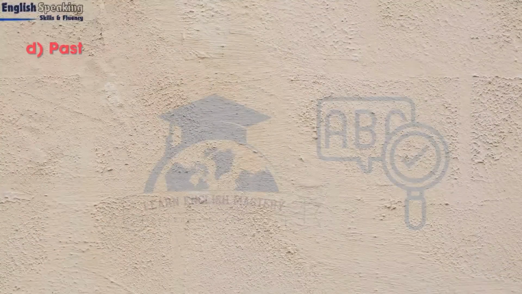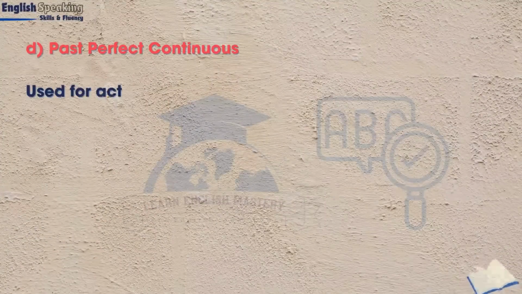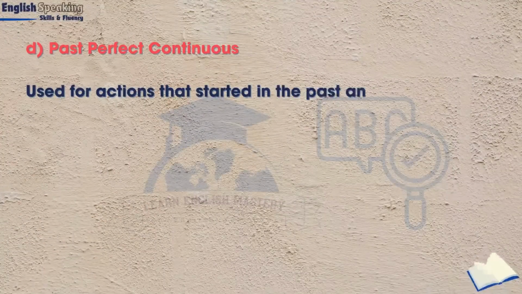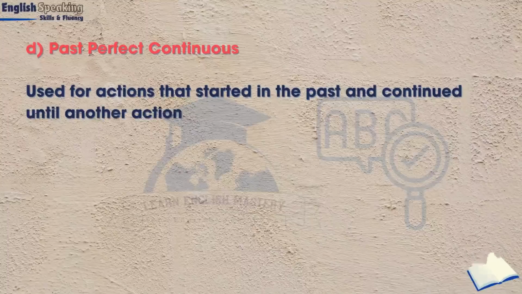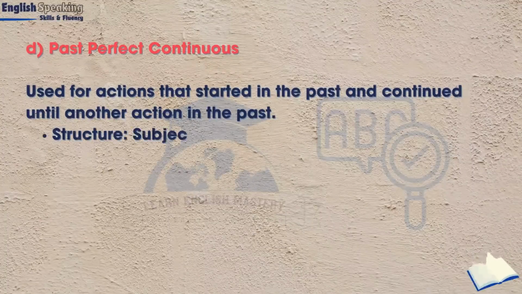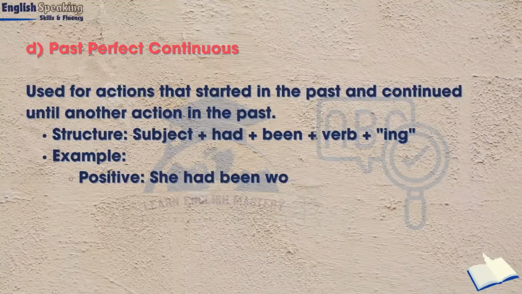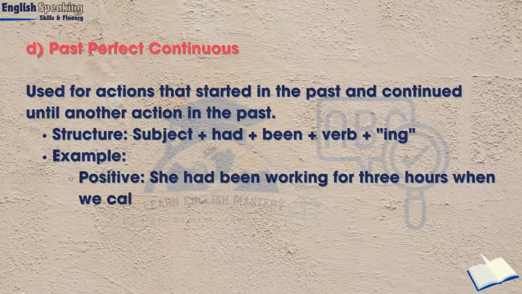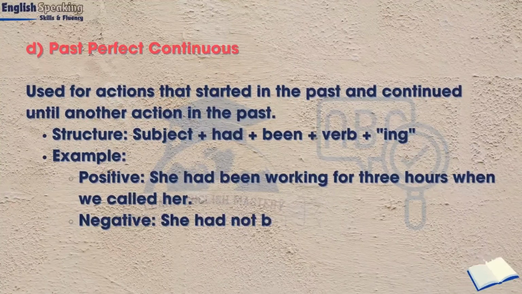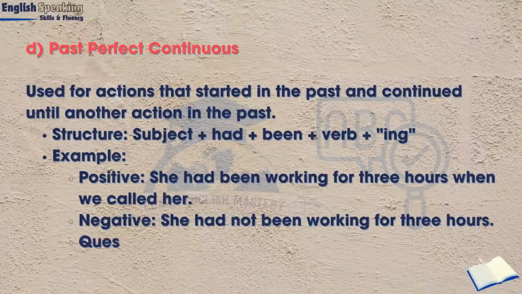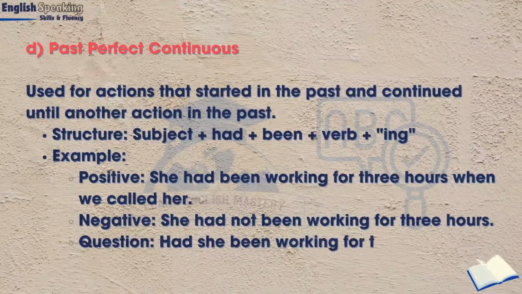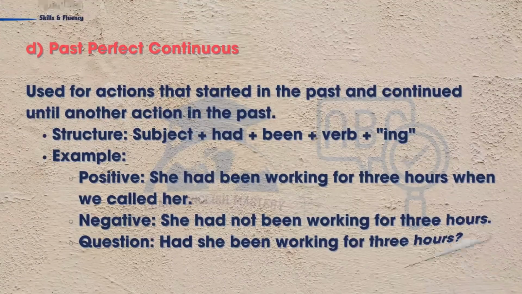d. Past perfect continuous, used for actions that started in the past and continued until another action in the past. Structure: subject + had been + verb-ing. Example: positive, she had been working for 3 hours when we called her. Negative, she had not been working for 3 hours. Question: had she been working for 3 hours?